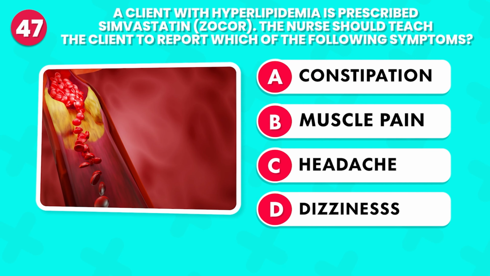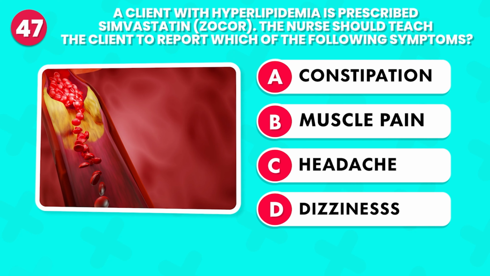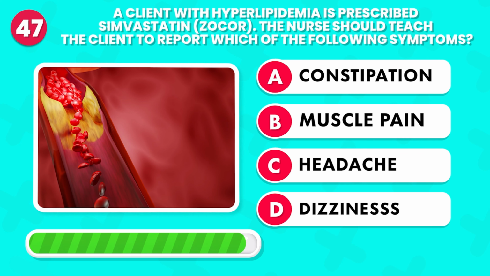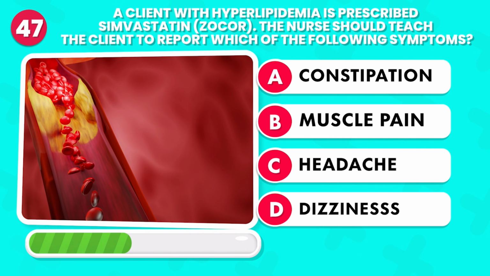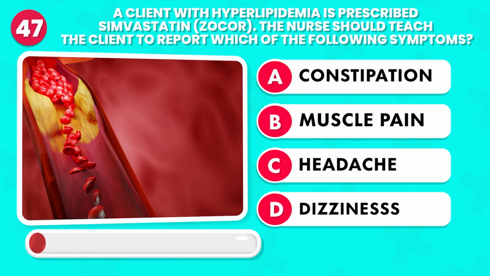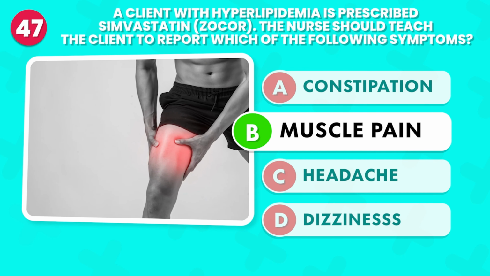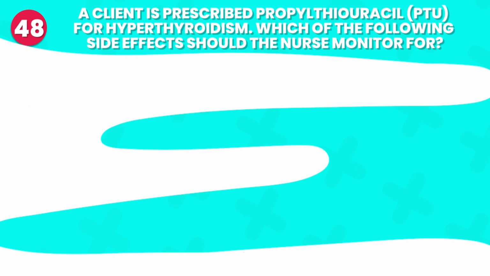A client with hyperlipidemia is prescribed simvastatin, Zocor. The nurse should teach the client to report which of the following symptoms: A. Constipation, B. Muscle pain, C. Headache, D. Dizziness. It's B. Muscle pain. Muscle pain can be a sign of rhabdomyolysis, a serious side effect of statins.